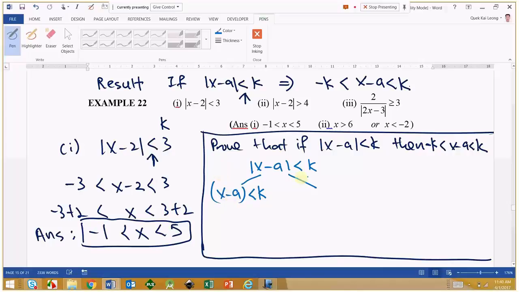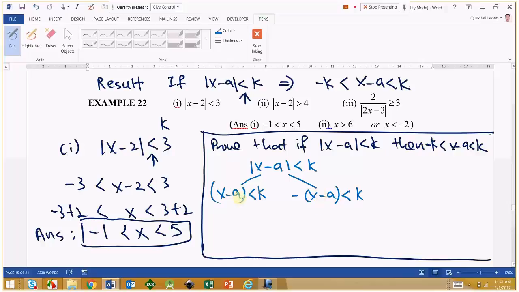The second case will be if I remove the absolute sign, this is a bracket, not absolute, it will be a negative here. That is the definition of absolute, if you still remember. This case here will be x minus a is less than 0, based on the definition. But that information is not important here, so I didn't write it down.